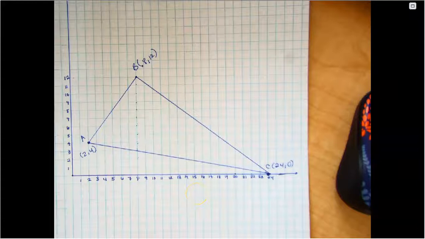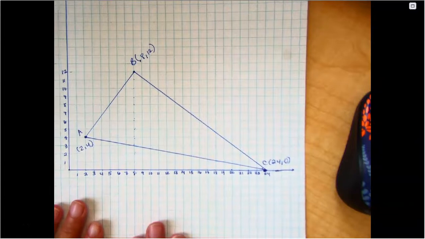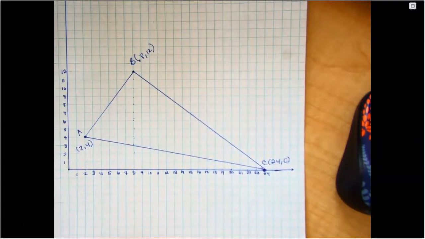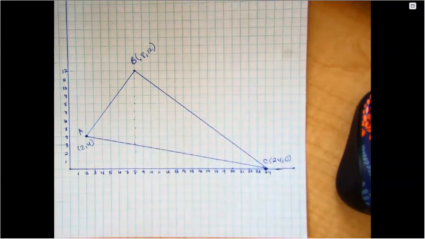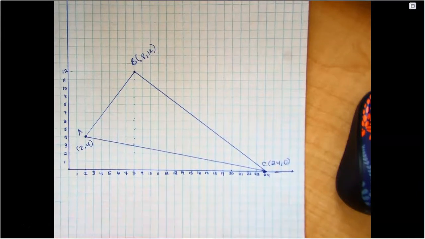All right, for this next problem, we want to find the area and the perimeter of this triangle. So we're going to start first with finding the perimeter, because it's going to be a lot simpler. And then I'm going to come up with kind of a fun way to find the area of this particular triangle. So first, let's start with finding the perimeter.